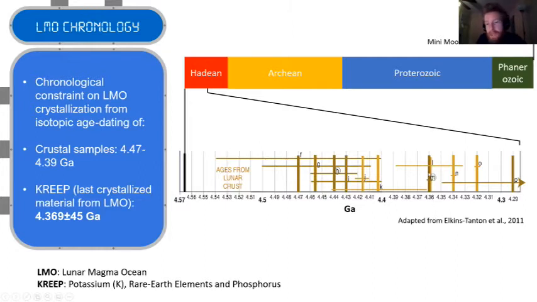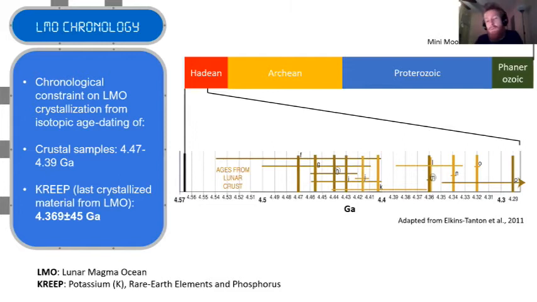And you have this circled M, which corresponds to the age estimate of the sample that you have seen earlier in my talk, which is the ferroan anorthosite 60025, and which we think provides a very reliable age estimate for the crust, as it is concordant among various systems.